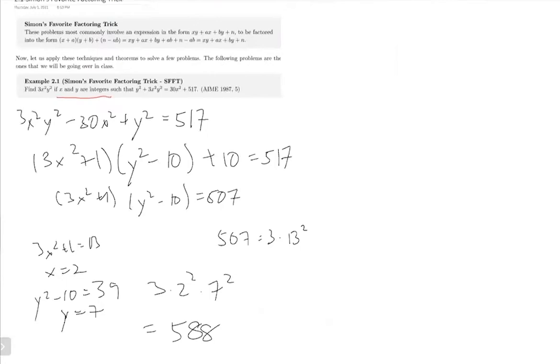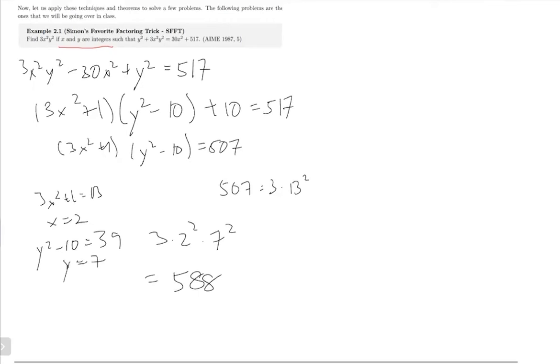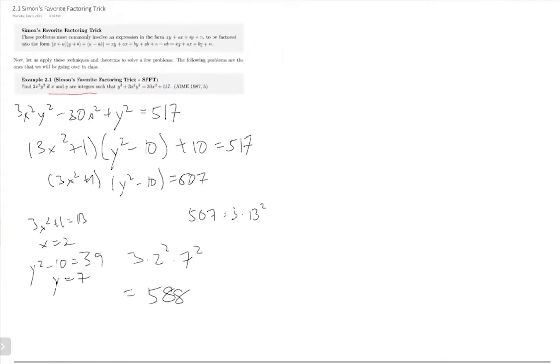You'll notice that the constant term doesn't have to perfectly factor into Simon's favorite factoring trick for this to be applicable, because as you can see, there was a minus 10 constant term that we had to correct for. But we were able to determine what 3x squared plus 1 and y squared minus 10 multiplied to. And because we know that x and y are integers, this becomes a problem of finding factor pairs, which is significantly easier than, say, trial and error. So that's what makes Simon's favorite factoring trick so useful.